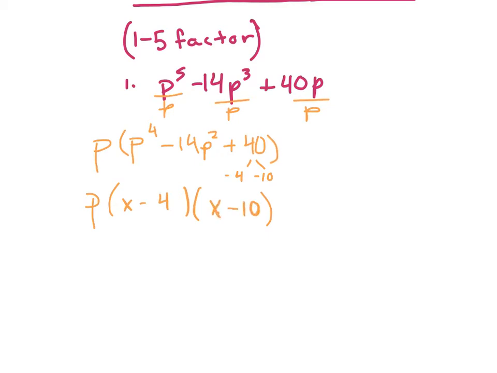Does anyone see what I'm missing? Yeah, it should be p. But what am I missing? You're missing a p squared. Perfect. So we started with p to the 4th power, so we have to make sure both of these are p squared.